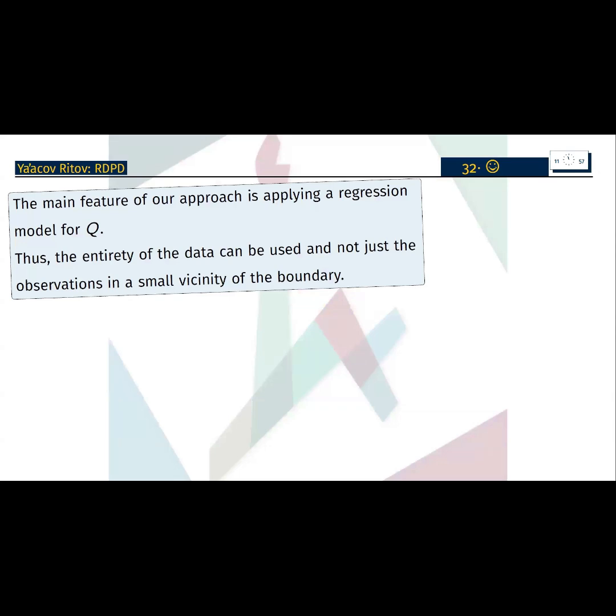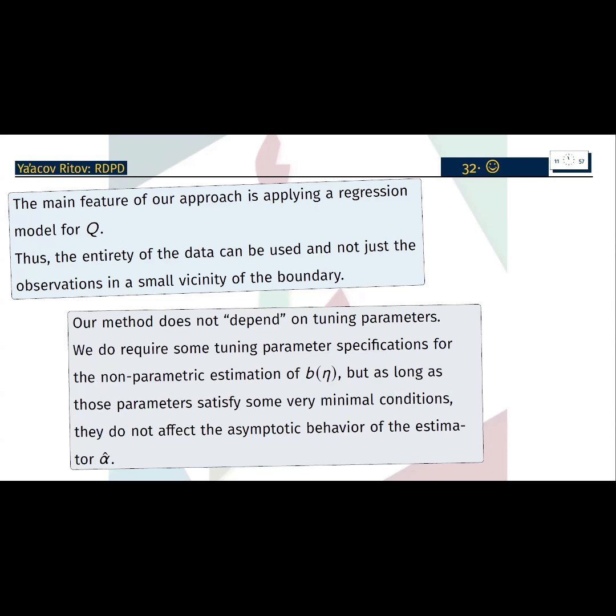So the main feature is applying a regression model for Q, and almost the entirety of the data can be used, and not just observations in a small vicinity of the boundary. Another good thing is that, unlike the standard approach, our method does not heavily depend on the tuning parameters. There would be some tuning parameters, but their values shouldn't be precise in any sense, and the rate and the variance are not going to depend on them. So quite safely, I can say that we don't depend on tuning parameters, unlike the standard approach.